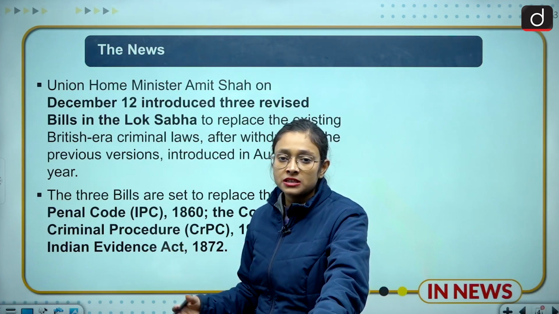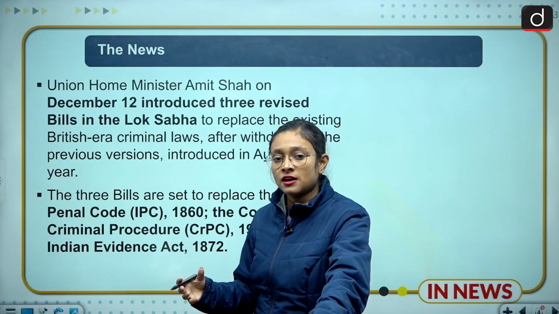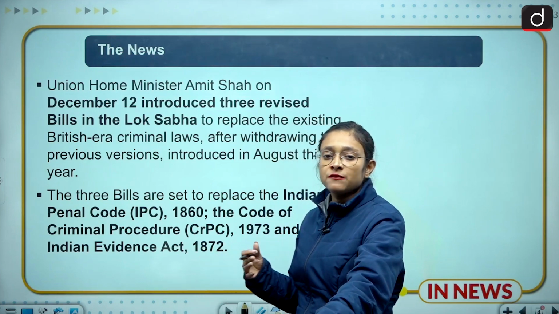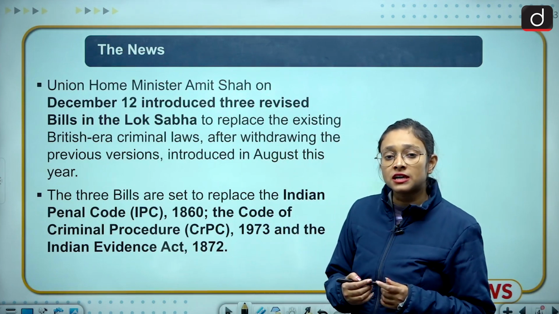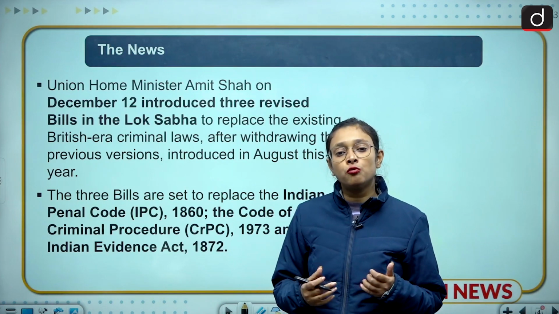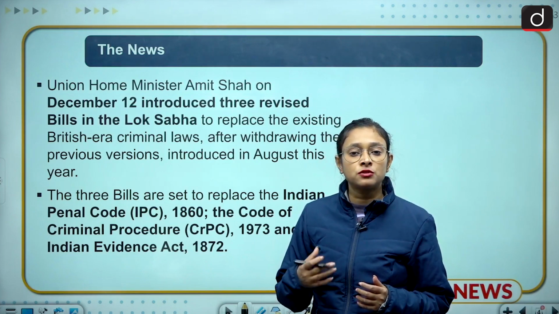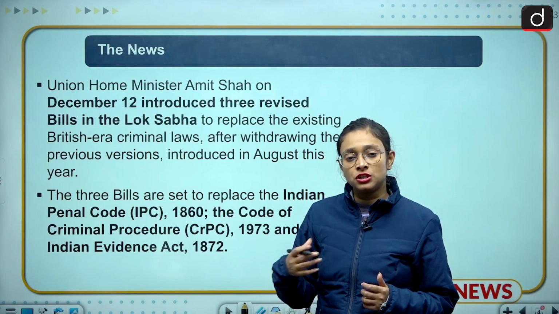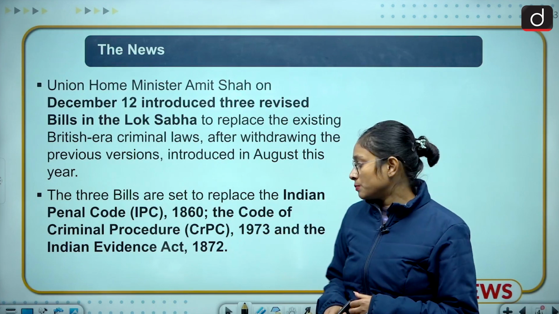They are colonial-period bills. So they wanted to change them in order to bring an efficient justice system to this country. Throughout the time, we have seen that so many things have changed, and the nature of crimes has changed. So the existing laws were not serving the demands of today's justice system. For that, they introduced 3 new bills. That's why we are going to discuss this topic.